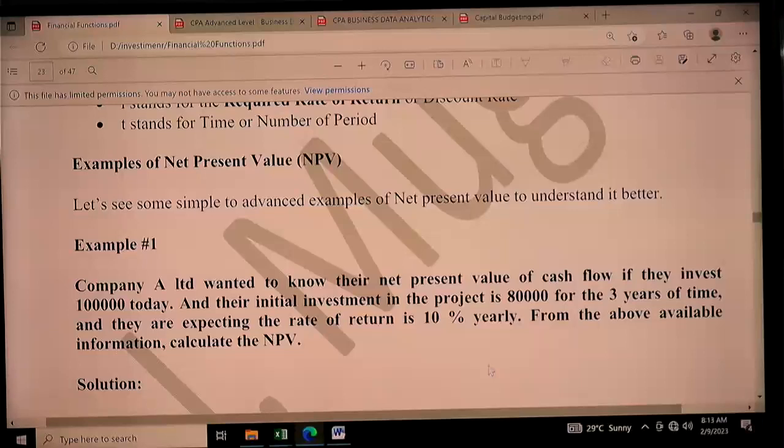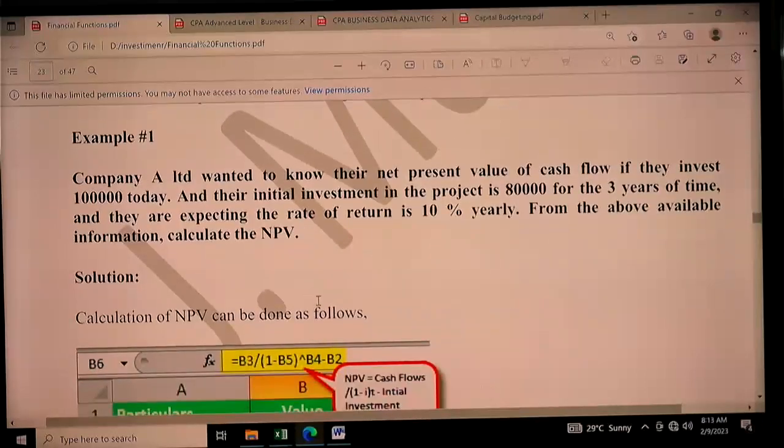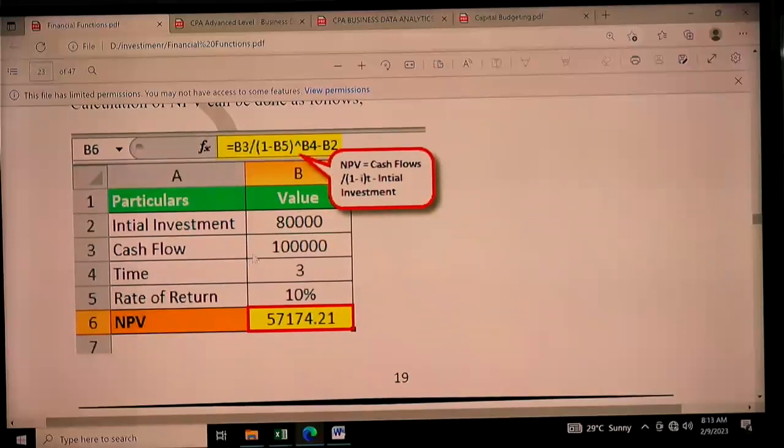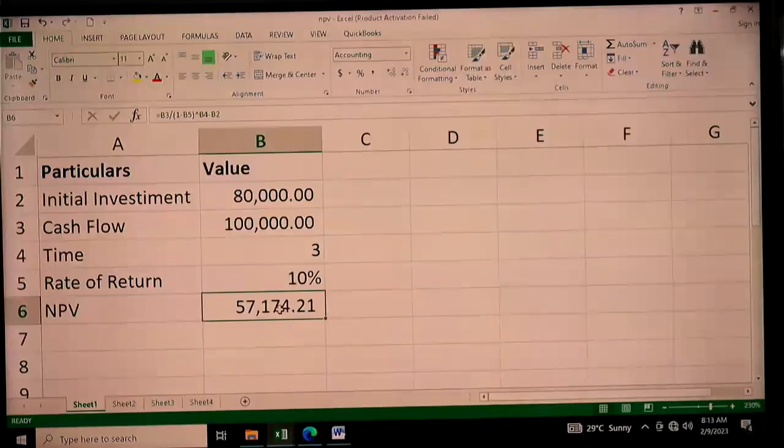That was the question, and the solution we have already given. We have inserted the function there, the net present value, and so on. That is how you solve out these solutions. I think that one is clear.